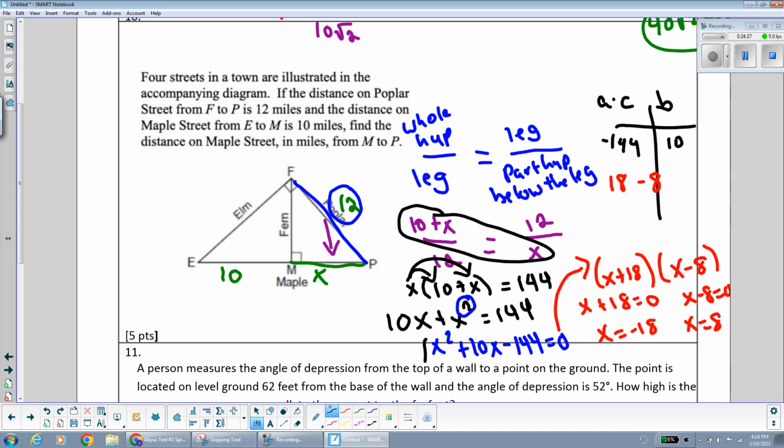In geometry, since we're working with real life objects, like here we're working with the diagram of a town, and it wouldn't make sense for the distance between streets in a town to be negative, we can generally always reject the negative if we get two solutions in geometry. So our x value is 8. So 8 is the distance between M and P.